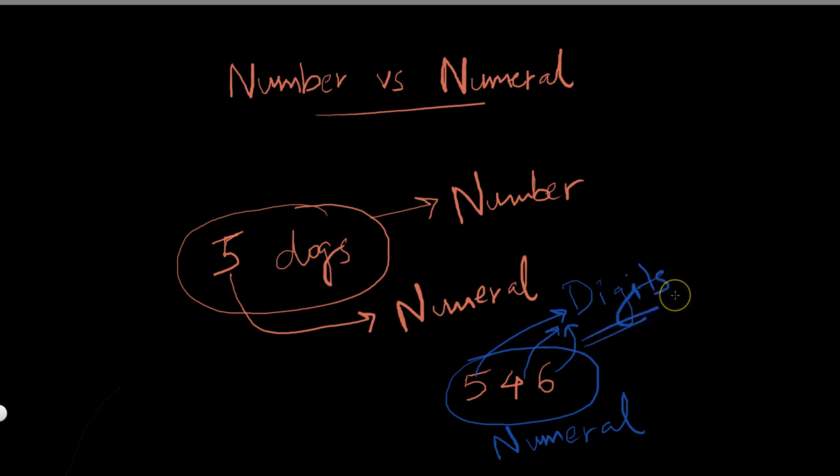So digit is the singular identity in a numeral. So you can have a number something like this. All these things are digits of that numeral.